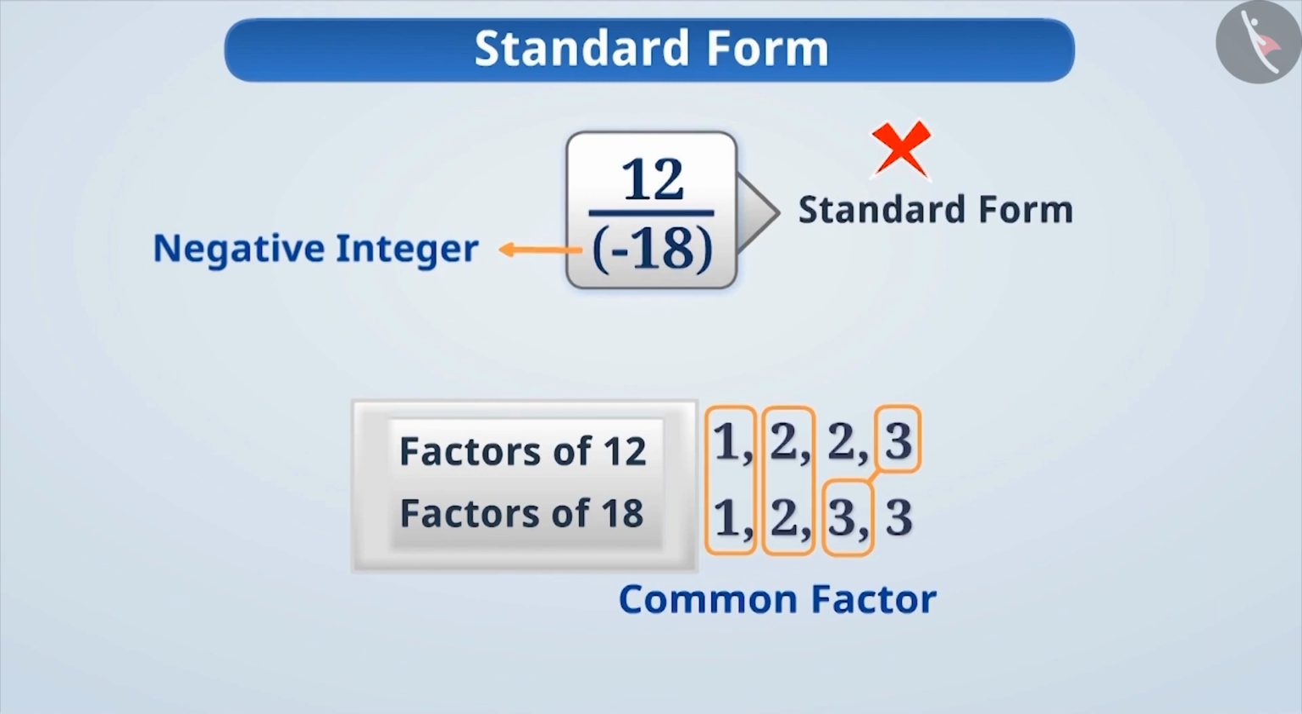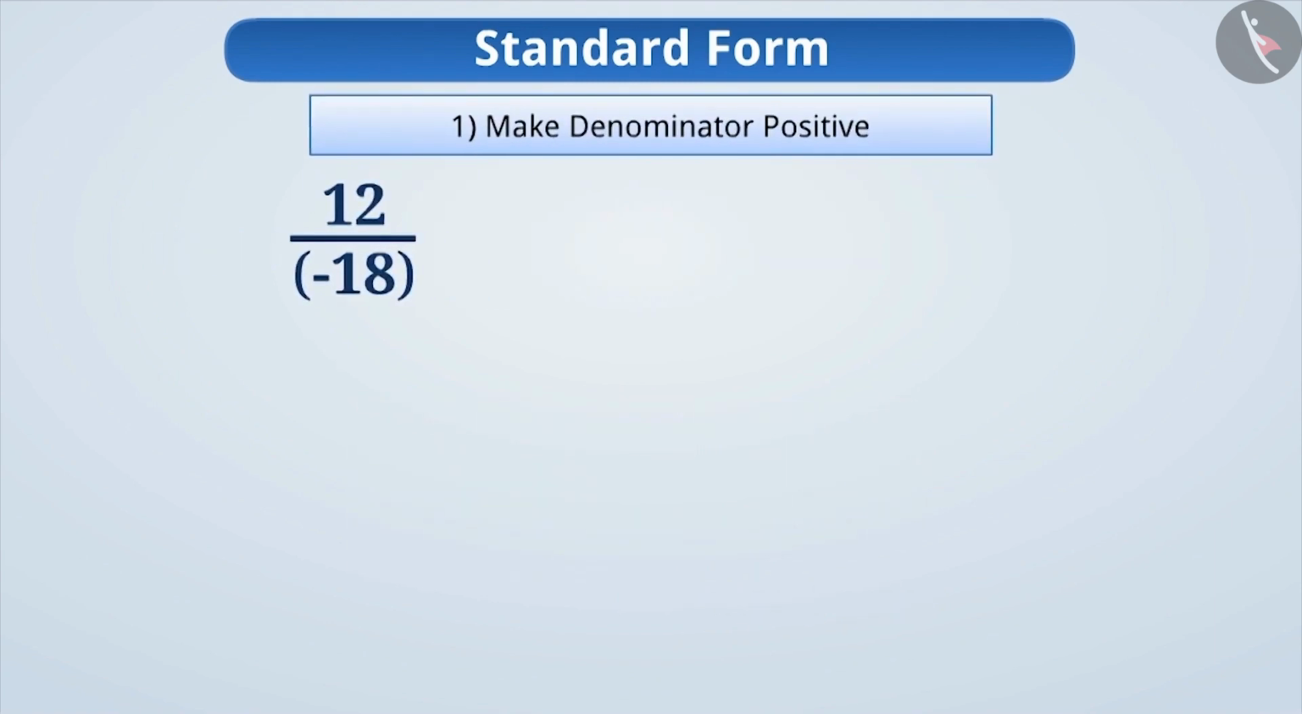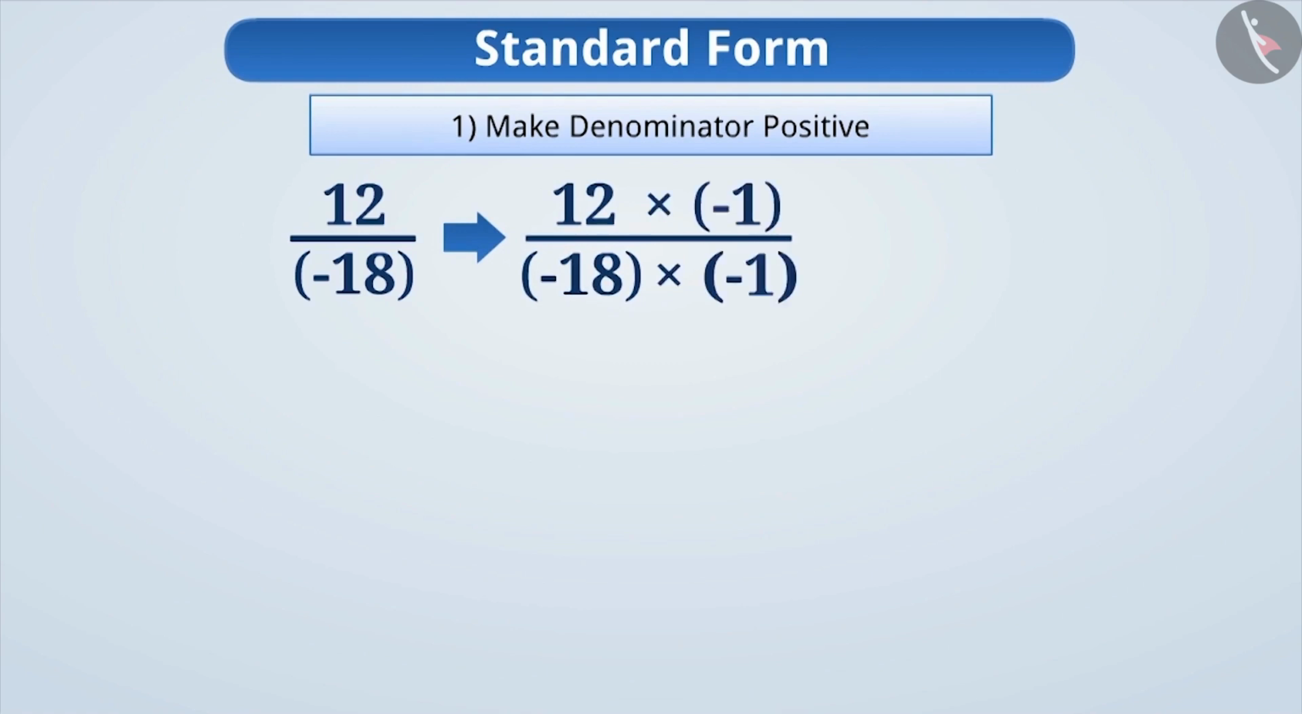If we have to convert it to its standard form, then first we have to turn the denominator positive. Can you tell how could this be done? Absolutely right. We will multiply both the numerator and denominator of this rational number by minus 1. By doing so, it will keep the value of the number the same, but the denominator will definitely become positive.